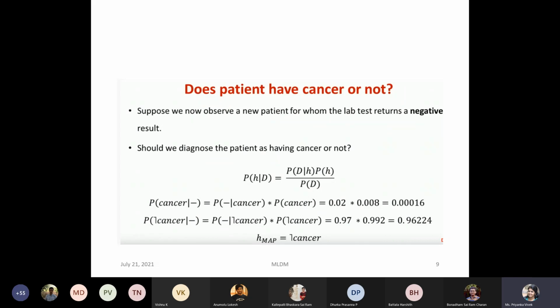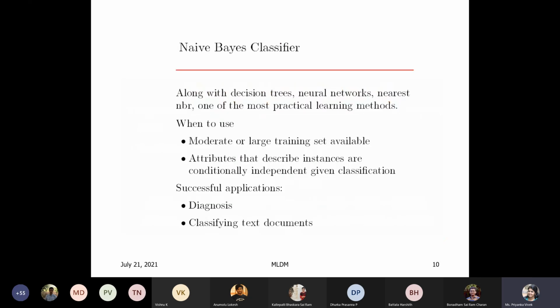Anyway, we are not going to use just Bayes theorem alone. It is the basis of our naive Bayes classifier, but we have attributes also. We have many attributes to consider, so of course our prediction would be better. So now let us see what is the naive Bayes classifier.